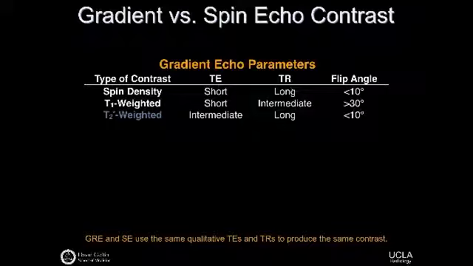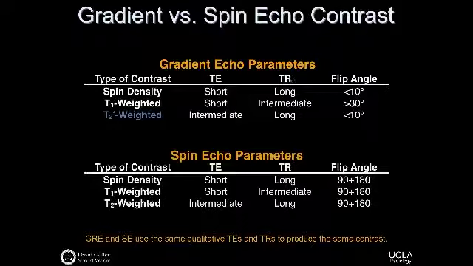The one nuance here is that the flip angle that you use plays a strong role in image contrast. And I'll show you some images of that in just a second. So bottom line, the language we use to describe these things, what TE to use, what TR to use, are similar, especially if you compare it to, say, the spin echo sequence. But the actual numbers we use are different.